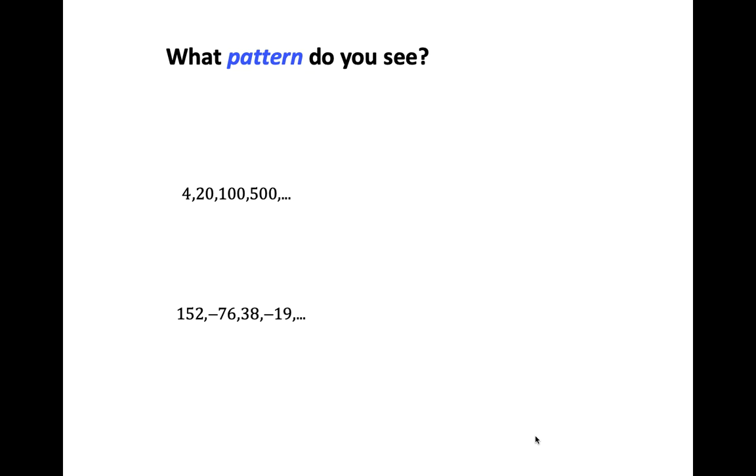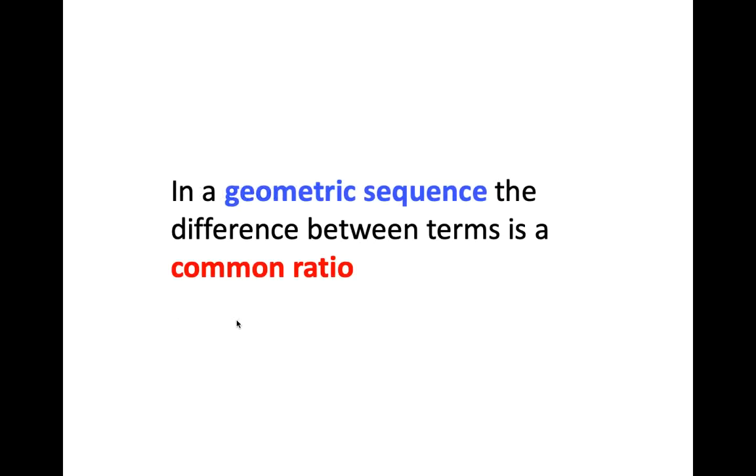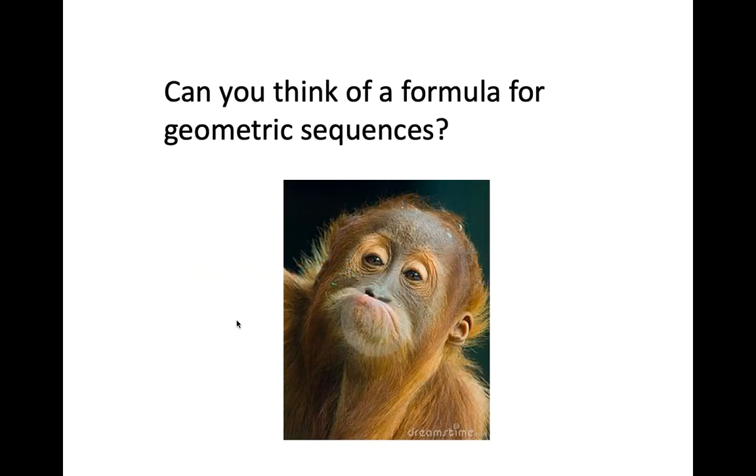So to start with, I've given you two sequences of numbers, and both of these are geometric. So the question is, what is the pattern that you see? If you were to take a look at this one closely, you realize that each number is becoming 5 times larger. So we're multiplying each one by 5. With the following one, we're taking each number and dividing it by -2. What these guys share in common is that they have a common ratio. And in a geometric sequence, the ratio between the terms is something we call a common ratio.